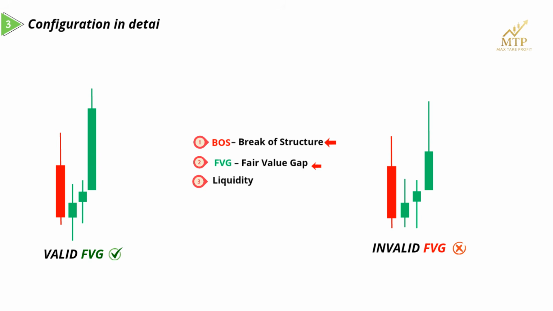2. FVG, fair value gap. The FVG is the gap left between the wicks of 3 consecutive candles. This gap is called a fair value gap and price often returns to fill it before continuing its direction. Valid example: price did not close the gap before continuing, confirming the FVG. Invalid example: if price returns and closes the gap before the next impulse, it's not a true FVG.